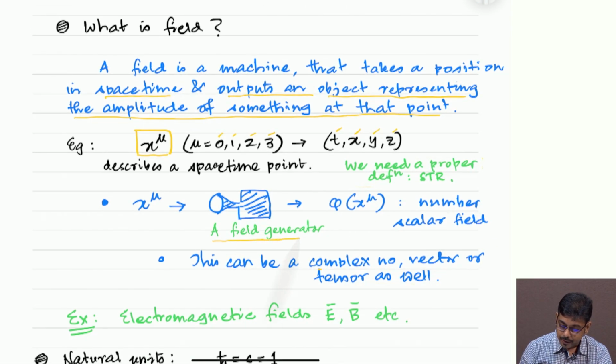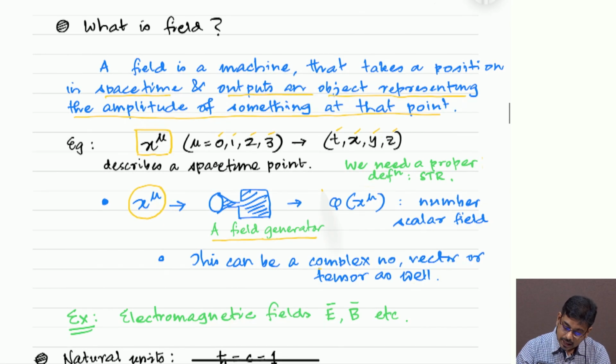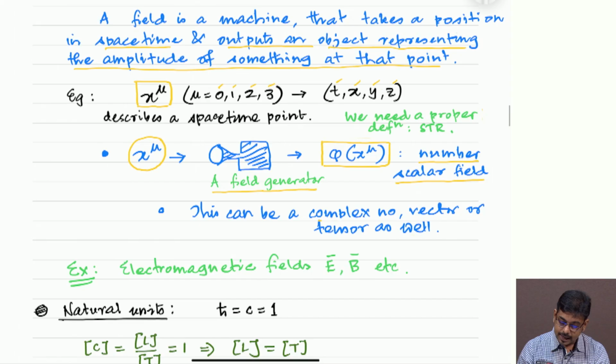Now, what we are going to do is take this x^μ, which is a space-time point, and pass it through a field generator, generating a number or a vector or a tensor at the end of the day, and let us call that φ(x^μ), which is a function of that space-time. So, if it is a number, then this is called a scalar field. If it is a number with a vector, that means it also has directionality, then it is called a vector field and so on. As I just said, this can be a complex number, vector or tensor as well.